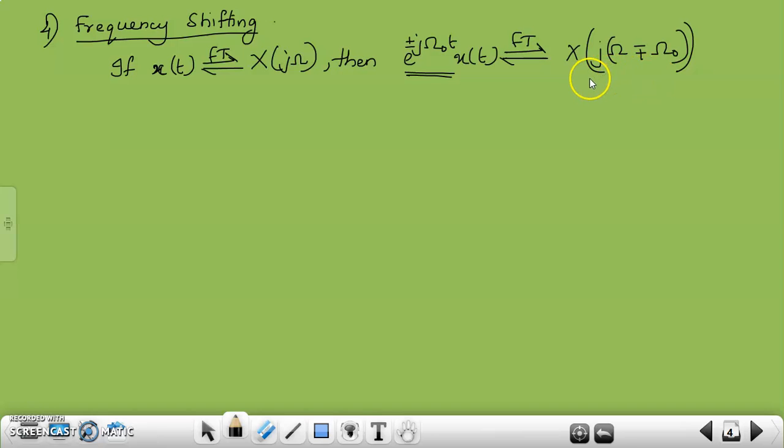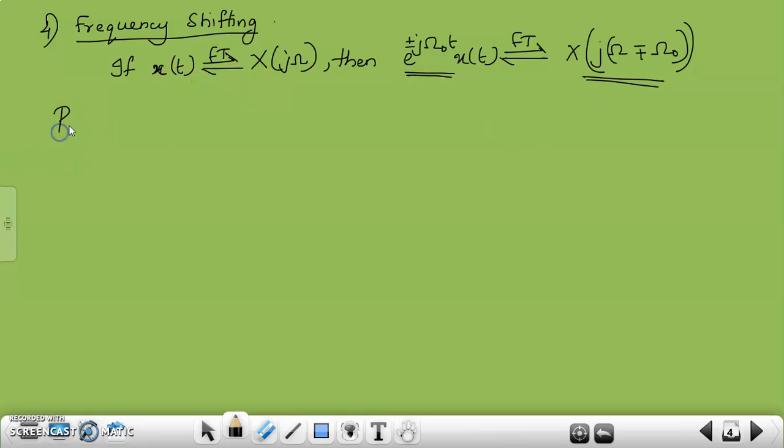in the frequency domain, the spectrum gets shifted by the same amount towards right or left. Okay, so here if you are multiplying with e raised to plus j omega naught t, then the shift in the frequency spectrum will be minus, that means towards right. Here if you are multiplying it with e raised to minus j omega naught t, then the shift will be towards left, that means your spectrum will be X of j omega plus omega naught. So for plus sign here you have minus, and for minus sign here in the frequency domain you have plus sign. Okay, so that is the definition of frequency shifting property.